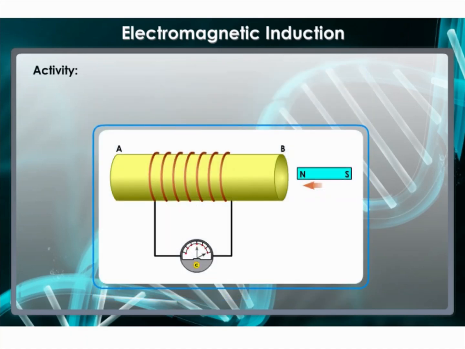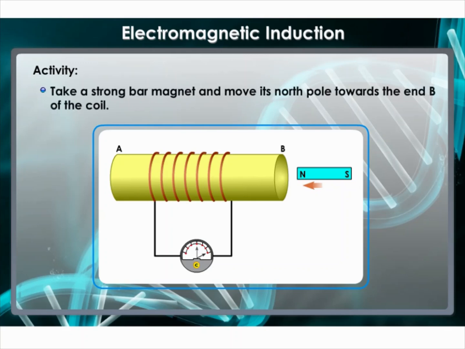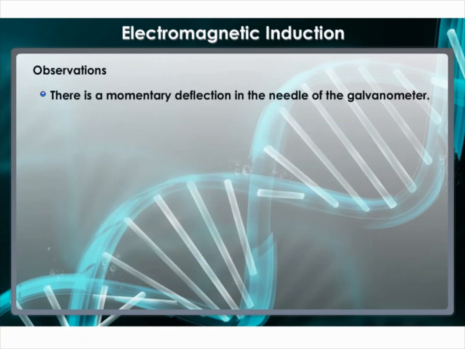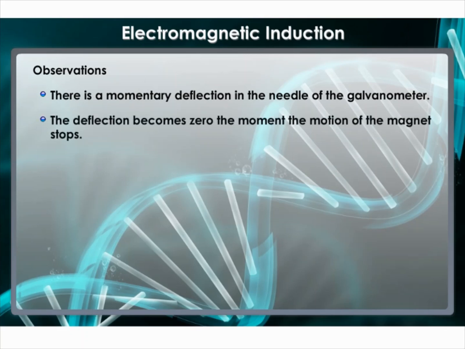To observe this effect, let's perform the following activity. Take a coil of wire AB having a large number of turns. Connect the ends of the coil to a galvanometer as shown. Take a strong bar magnet and move its north pole towards the end B of the coil. We can observe that there is a momentary deflection in the needle of the galvanometer, say to the right. This indicates the presence of a current in the coil AB. The deflection becomes zero the moment the motion of the magnet stops.